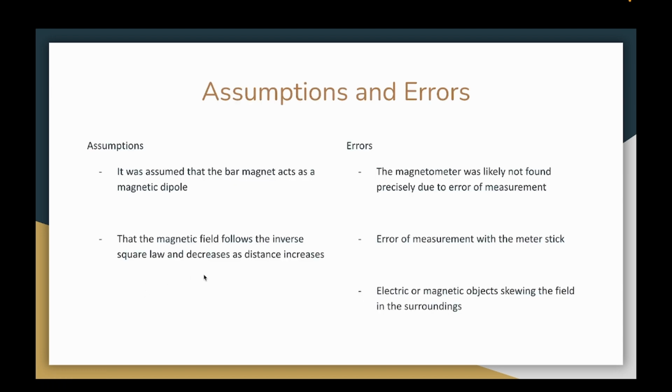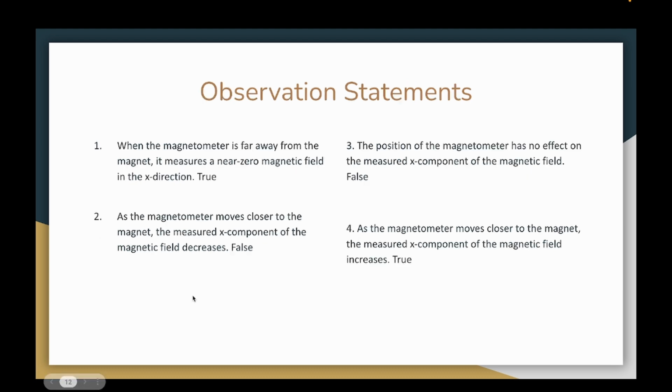And so some assumptions and errors. It's assumed that the bar magnet acts as a magnetic dipole and that the magnetic field follows the inverse square law and decreases as distance increases. And the errors are that the magnetometer was likely not found as precisely as possible due to error of measurement. And there's also error of measurement with the meter stick and the electric or magnetic objects that are all around in the lab that were skewing the field in the surroundings.